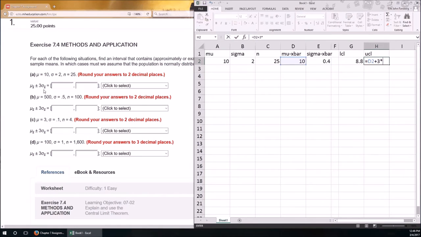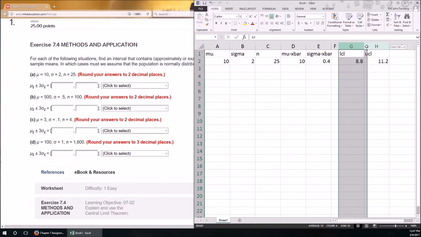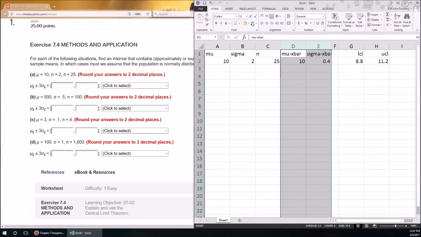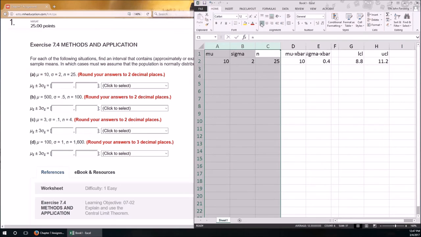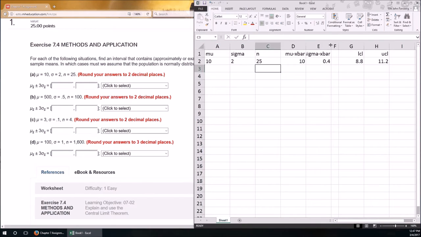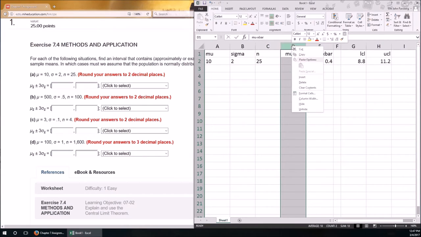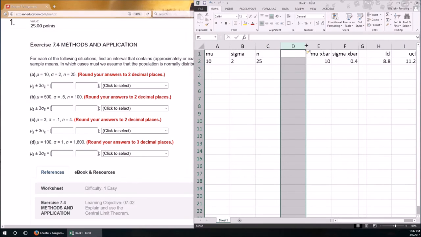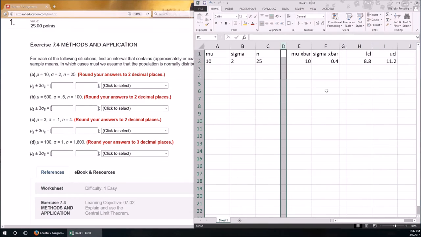Make those all go to the right. These also all go to the right. Make all these go to the left. Just offer some separation. Make this a little bit wider so we can see the sigma sub x bar. In fact, I'm going to insert a column to the left, make that small just to offer some more separation, and we're good. So 8.8, 11.2.